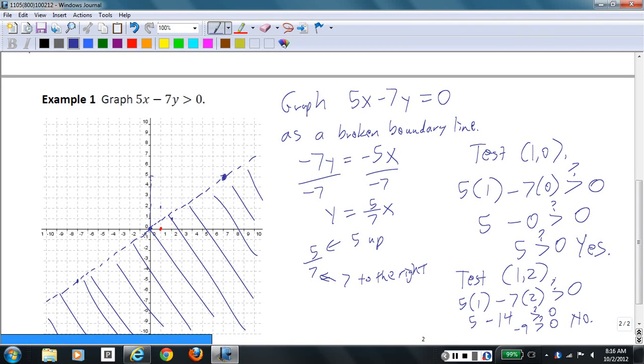I guess the point is that it doesn't matter. Just choose a convenient point at random. If it didn't go through the origin, I would choose the origin just as a rule because it's easy. And if it works, you shade that side of the line. If it doesn't work, then you shade the opposite side of the line. So don't worry about whether or not it's going to work, because either way, it'll give you the information that you need.